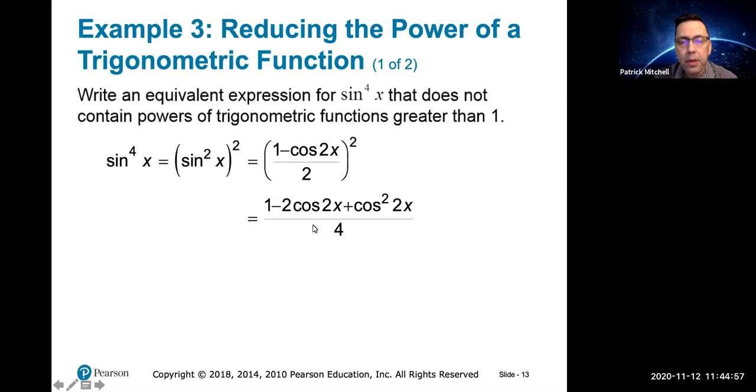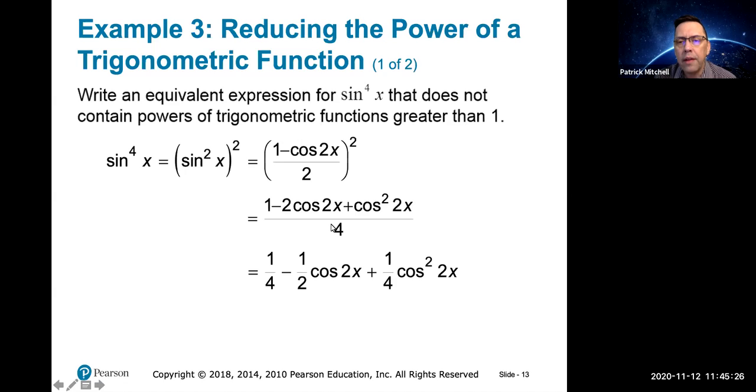All right. So we're making progress. Remember, the directions were write an equivalent expression for sine to the fourth x that does not contain powers of trigonometric functions greater than 1. So what we've done so far is knocked a fourth power down to a second power. So that's progress. But we're not done yet because we still do have one power that's greater than 1.